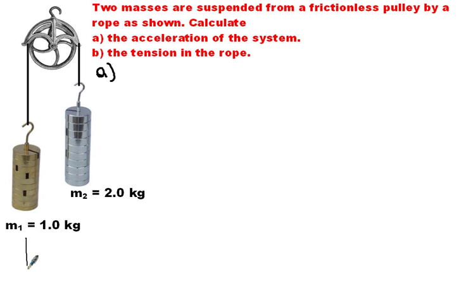I've got a force of gravity from the first mass. I'll call that force of gravity 1. And I've got a force of gravity from the second mass. I'll call that force of gravity 2. There's also forces of tension here in the rope, but I'm going to deal with those in part B.